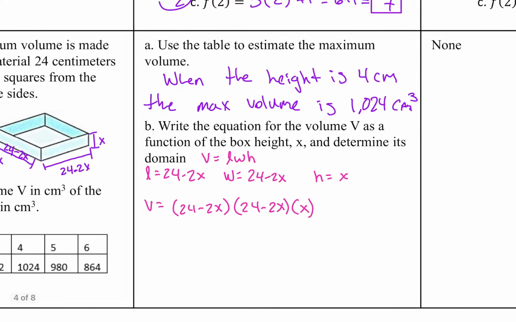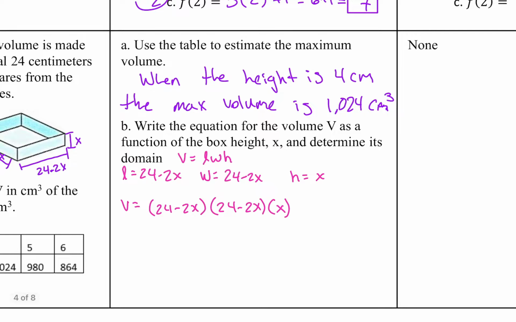So I'm going to go ahead and start by foiling this all together. 24 times 24 gives us 576. 24 times negative 2 is negative 48x. Negative 2x times 24 is negative 48x again. And negative 2x times negative 2x is plus 4x squared. All of that still being multiplied by this x on the outside.